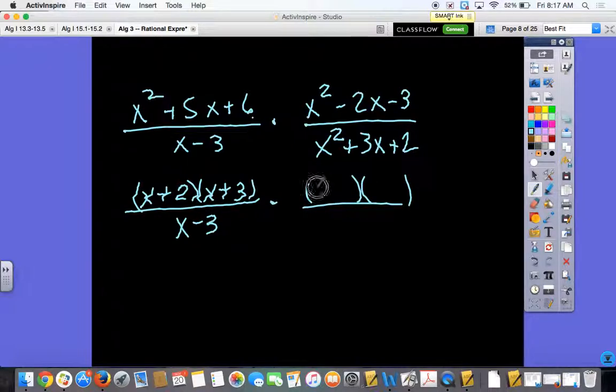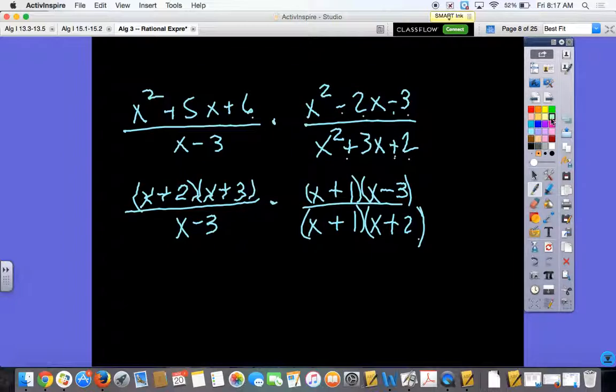So we need x's in front. What 2 numbers multiply to 3 and subtract to 2? Well, that would be 3 and 1. Signs are different. Big one's negative. All right, what 2 numbers multiply to 2 and add to 3? Well, 2 and 1. Signs are the same, both positive.